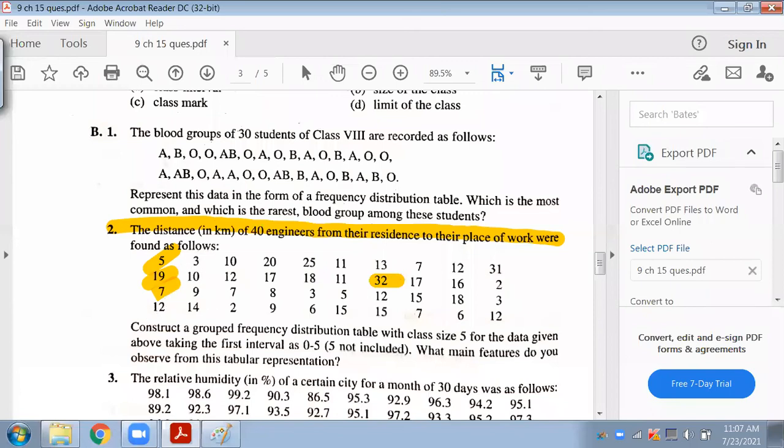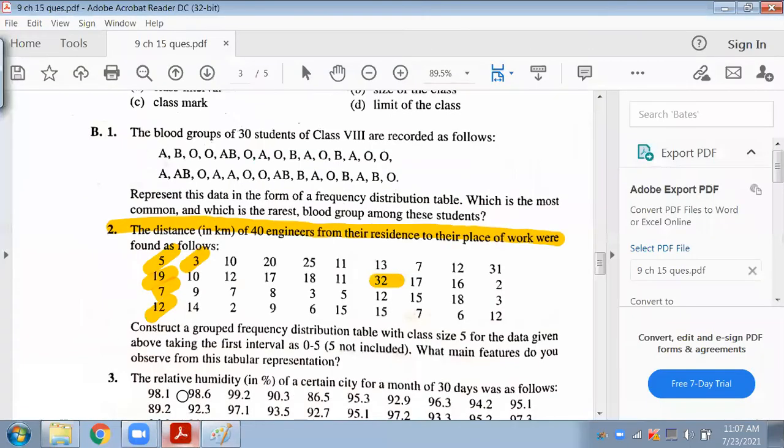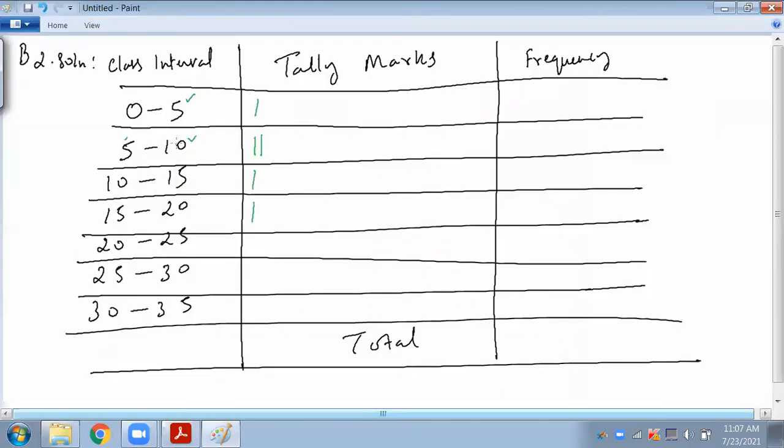3 will be in between 0 to 5. Then next is 10. Now 10, where to put 10? In the first 10 or the second 10? We'll put it in the second one, not in the first one. If you see the second class interval, 5 to 10, we're not going to put 10 here in the first one, but in the second one.